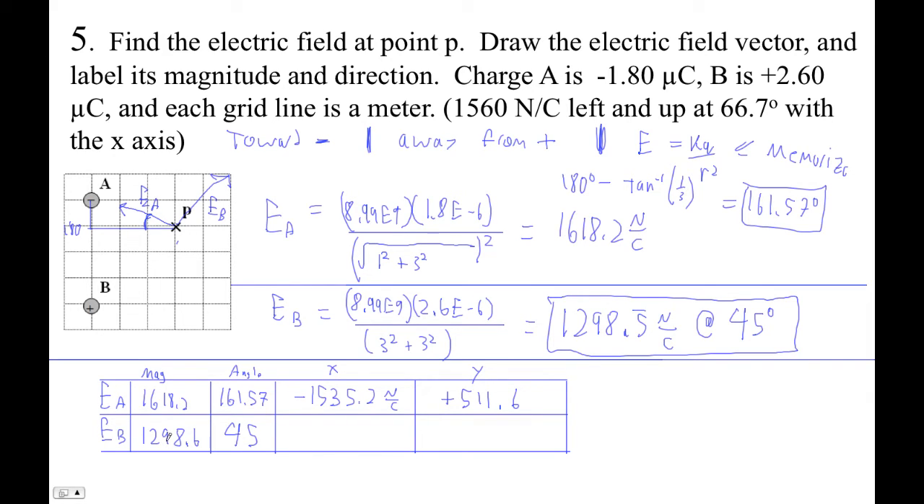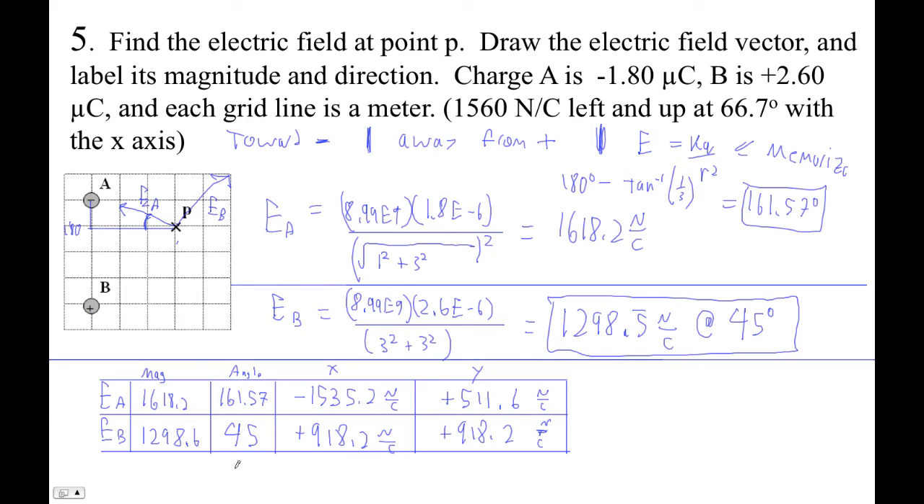Okay, b should give me 2 positive components, so 1298.6 times cos of 45. 918.2 newtons per coulomb, and then I know that if I change this to sine, I'll get exactly the same thing, but I'm going to do it. I'm going to go second entry, go back, change my cos to a sine, 1298, yeah, okay, 918.2. All right, now we're ready for the fun stuff, right? Okay. Oh, these are newtons per coulomb too.